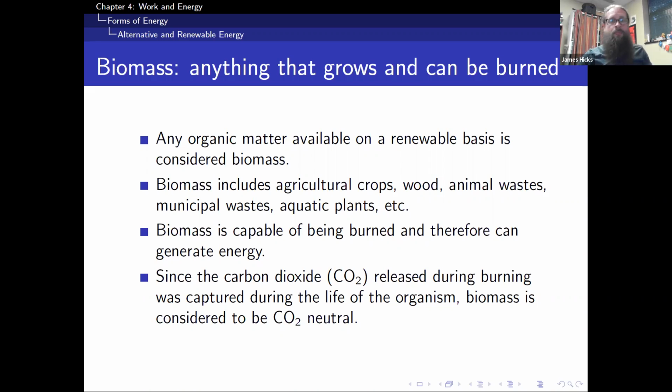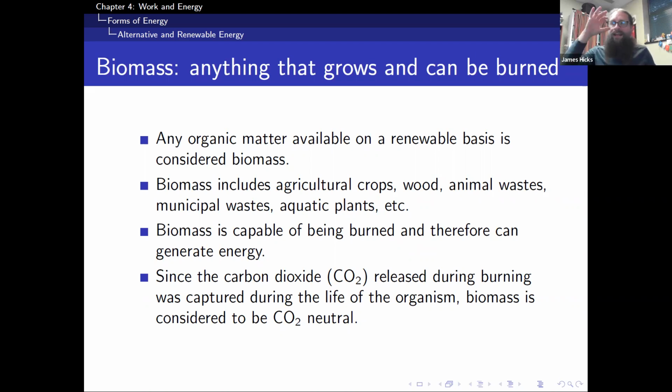A lot of biomass can come from interesting sources, like stuff from agricultural crops that's not used, wood scraps, animal waste, municipal waste, aquatic plants. What's municipal waste? It's a really nice way of saying human waste. If you can burn it, you can use that to generate energy.